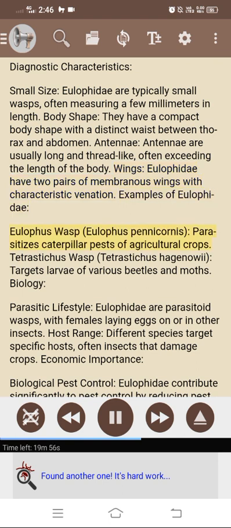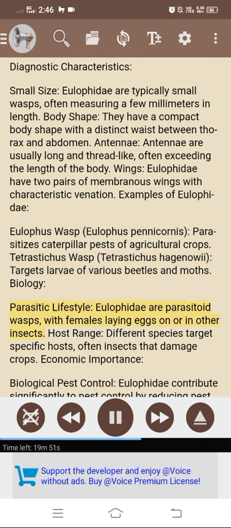Examples of Eulophidae. Eulophus wasp: Eulophus parasitizes caterpillar pests of agricultural crops. Tetrastichus wasp: Tetrastichus targets larvae of various beetles and moths. Biology, parasitic lifestyle: Eulophidae are parasitoid wasps, with females laying eggs on other insects. Host range: different species target specific hosts, often insects that damage crops.